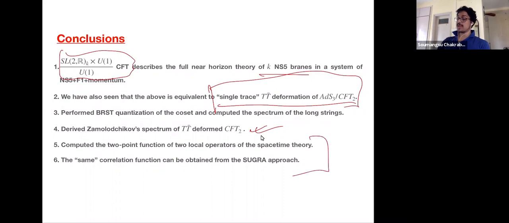Yeah, so this 2-point function I calculated, but I shouldn't say it's a strong check, because the spectra match, that they do match. But we have the 2-point function so far.